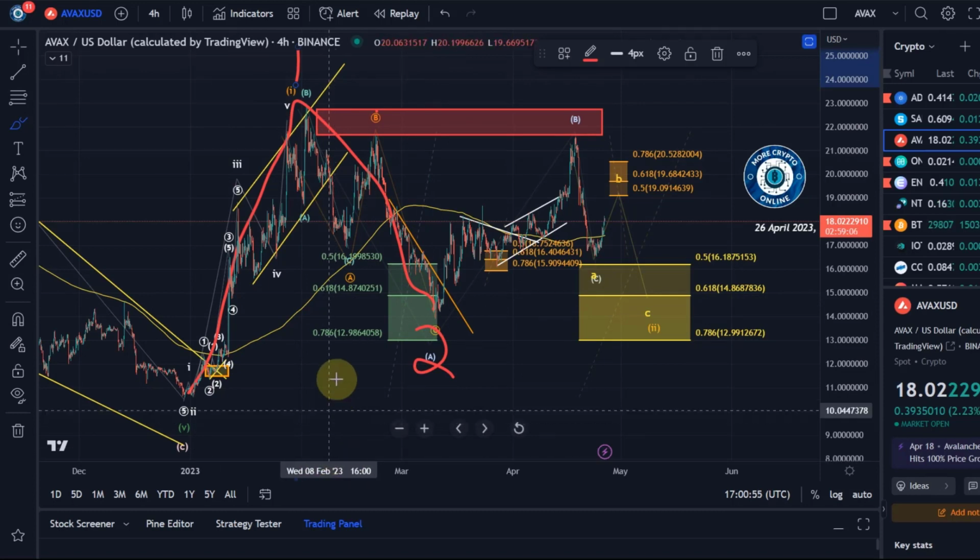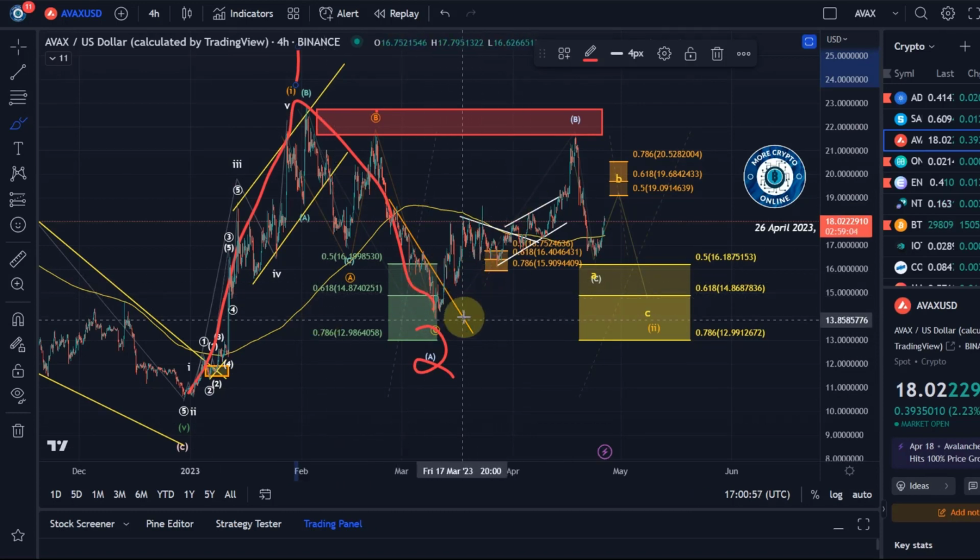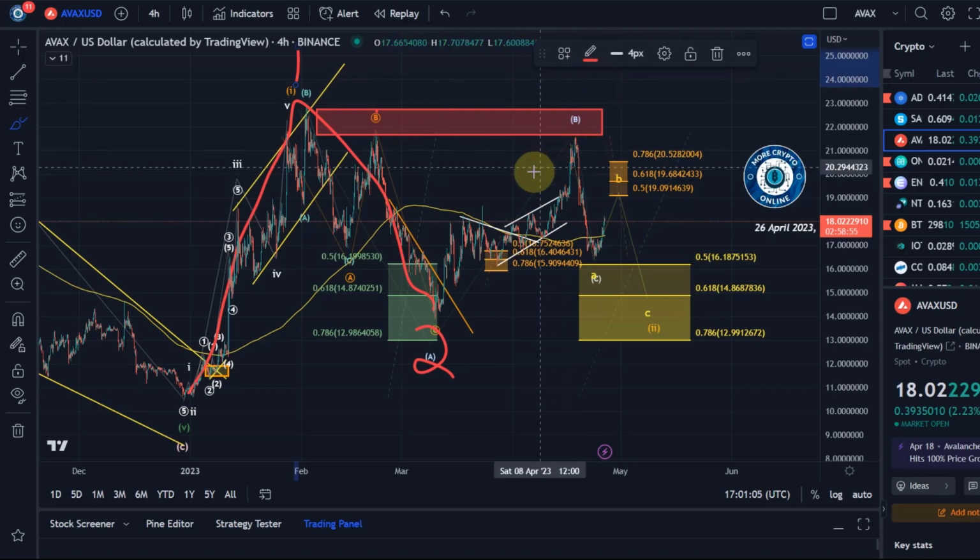Problem that started was here, that this move, so we would have expected to be in a 3rd wave. Problem that occurred here was that this move up was only in 3 waves. It failed to put in a 4th and a 5th wave. So it has to be something corrective. That's my view.